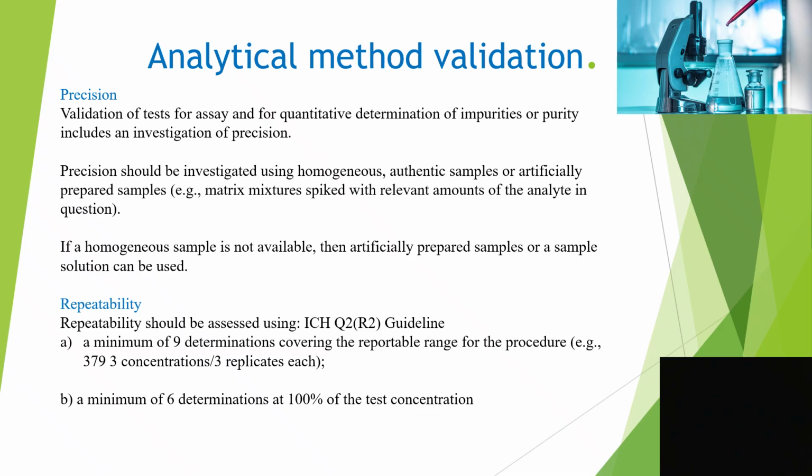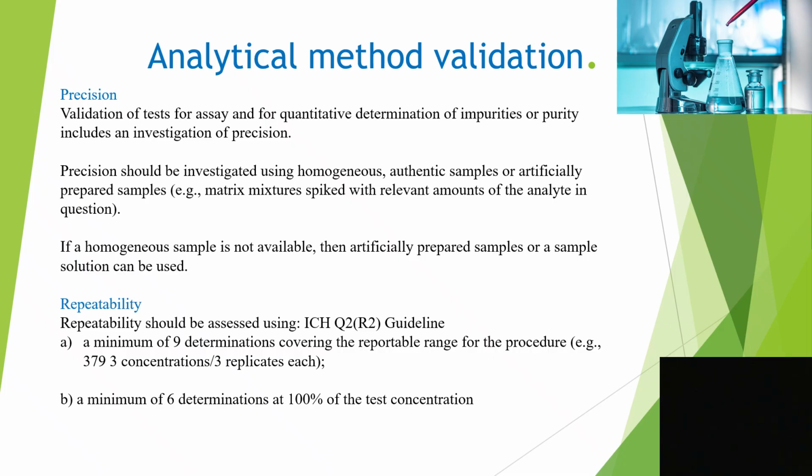Precision validation of test of assay for quantitative limit determination of impurities or purity includes an investigation of precision. Precision should be investigated using homogeneous, authentic samples or artificially prepared samples. Matrix mixtures spiked with the relevant amount of analyte in question. If a homogeneous sample is not available during analysis, then an artificially prepared sample or sample solution can be used. Artificially means you can make a ready sample in the lab and then that can be used.